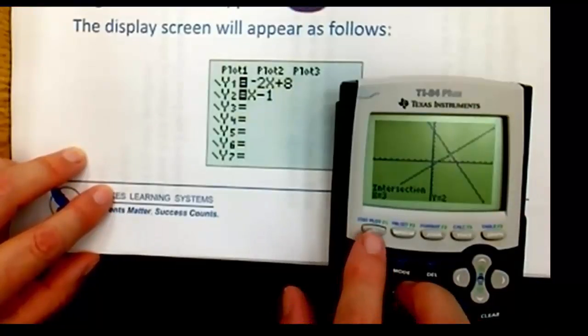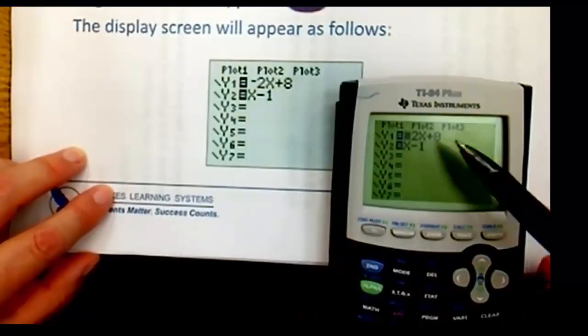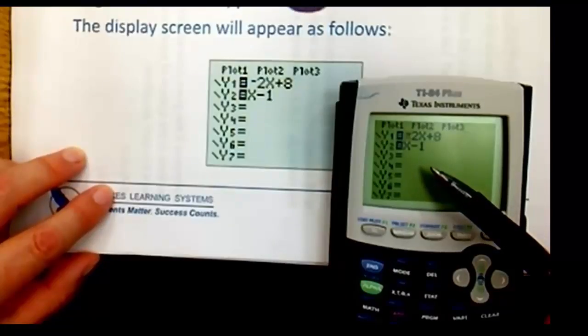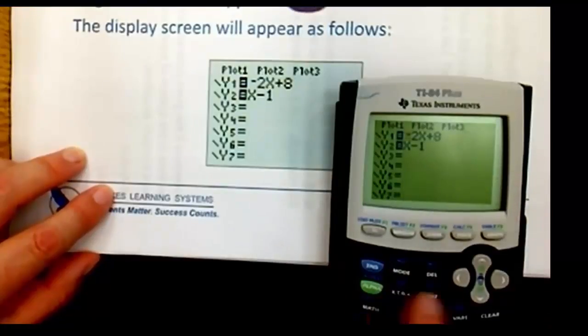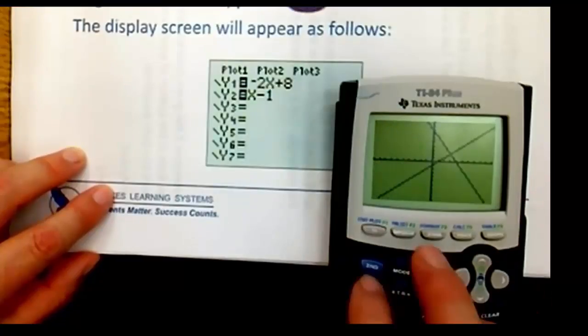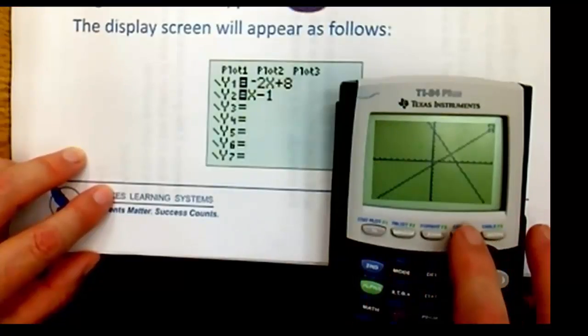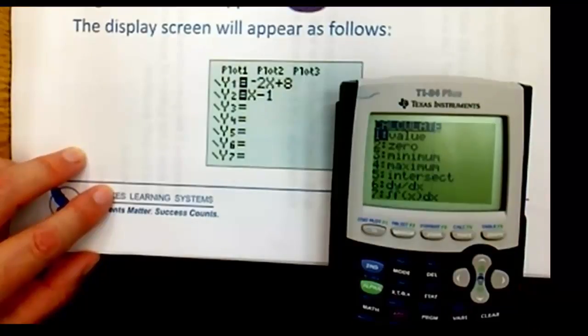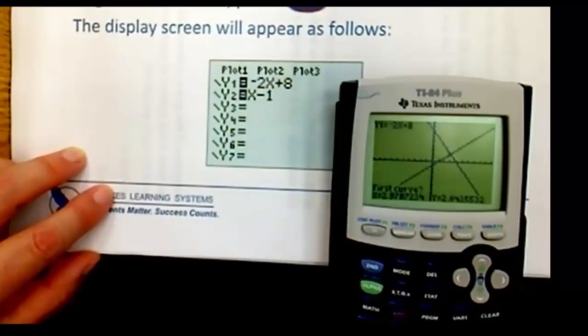So how we did that was we first plotted our line, put it into our calculator, then we hit graph to see what it looked like. Then we went second to trace, down to 5 to intersect. Then we hit enter 3 times, sorry, it's 3, not 4.